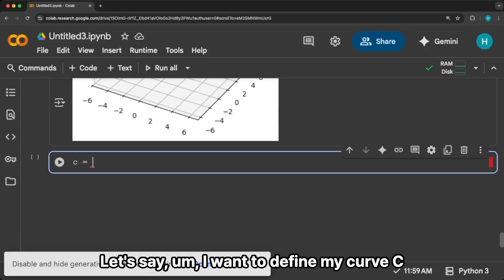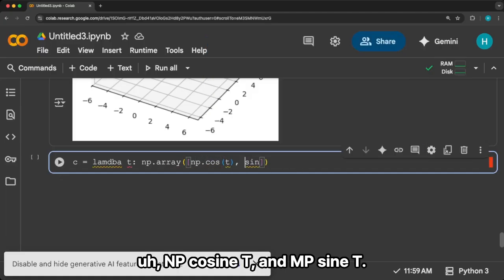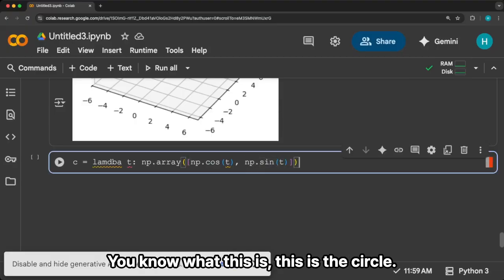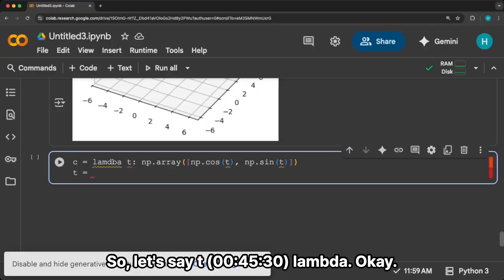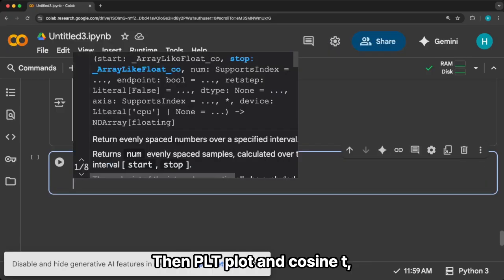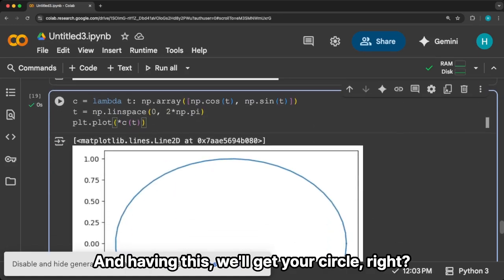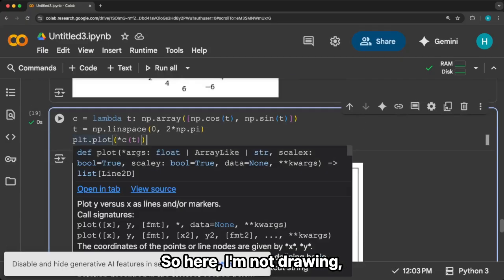Let's say I want to define my curve C as something like np.cos(t), np.sin(t). So you know what this is. This is the circle. So let's say t equals np.linspace from 0 to 2 pi, then plt.plot of cosine t, sine t, and having this will get you a circle, right?